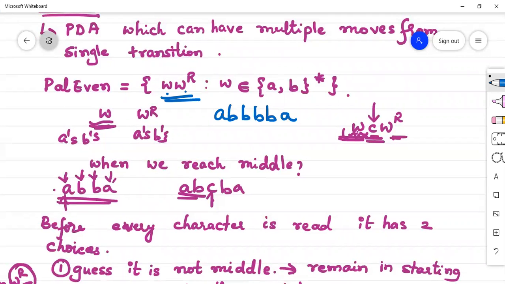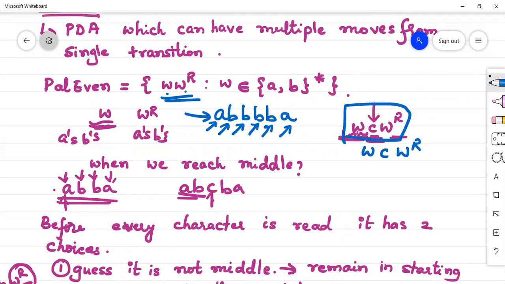I don't know where the middle is because the computer will see only one input at a time. And it doesn't know where the middle is because there is no marker. It doesn't know how many more characters will come, which was not like that in this case because we knew the middle, we recognized the middle when we came across the character C. Okay, so since we don't know when we reach the middle, what we do is we use non-determinism.